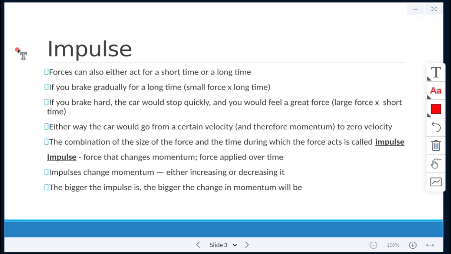So the combination of the size of the force and the time during which the force acts, that is called impulse. So impulse, this is the force that changes the momentum, and force is applied over time. So impulses can change momentum either by increasing it or decreasing it. The bigger the impulse is, the bigger the change in momentum will be.